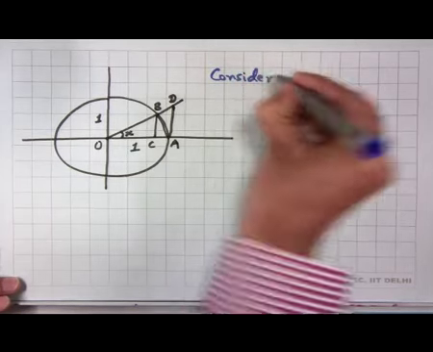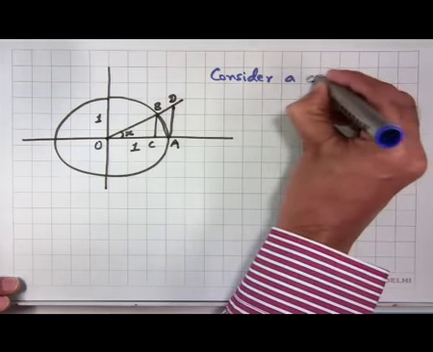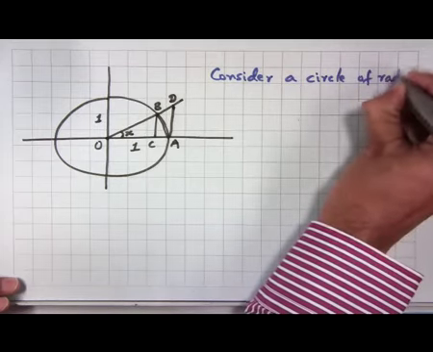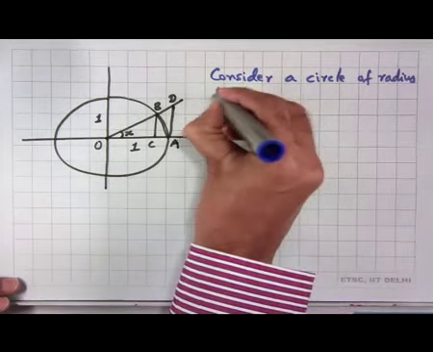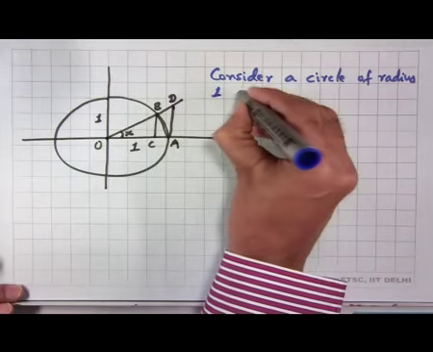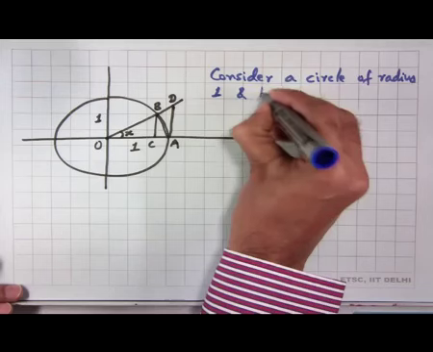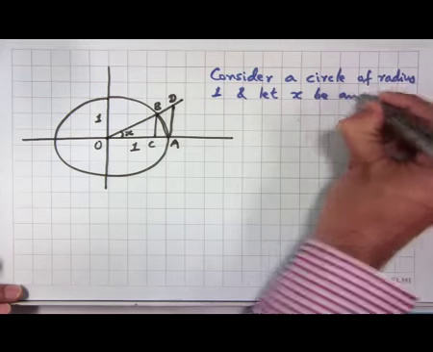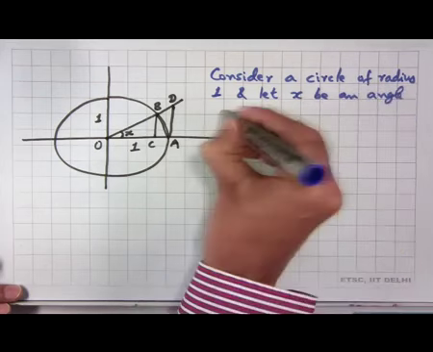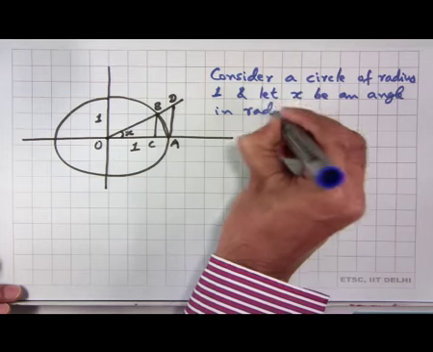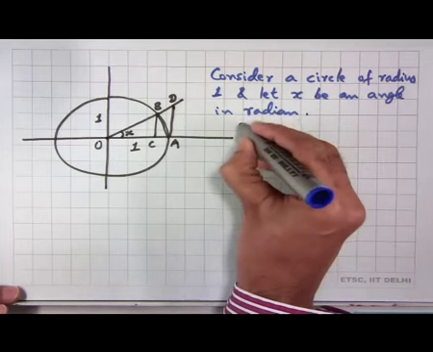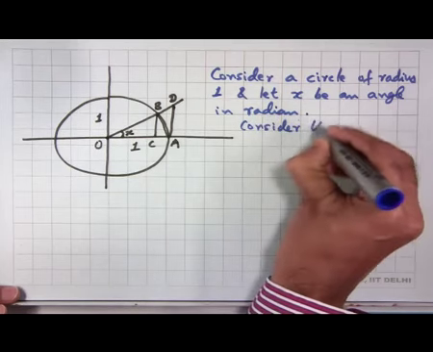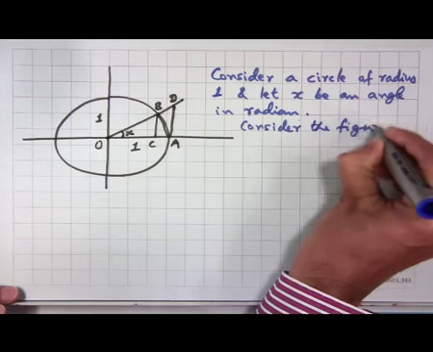Consider a circle of radius 1 and let x be an angle in radian, and consider the figure drawn to the left.